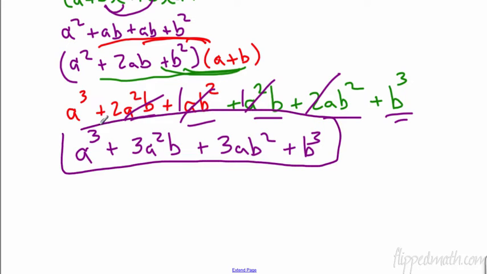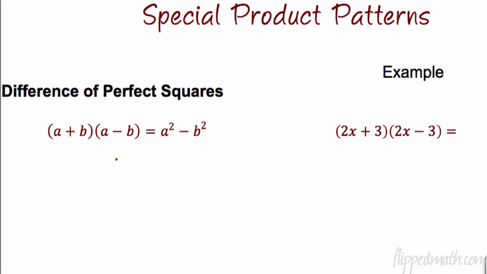Now, why do we go through this whole process? Because we like to find patterns. Patterns will help us simplify our work more quickly and easily if we can find them. Here's some that we already know. The difference of perfect squares. We already know that. We talked about this when we have a plus b times a minus b.